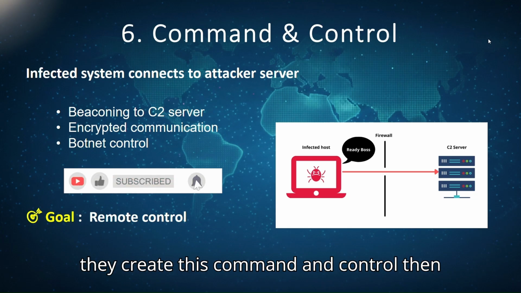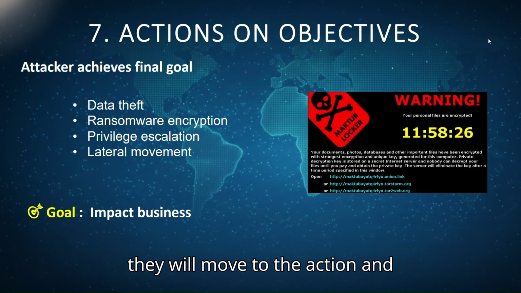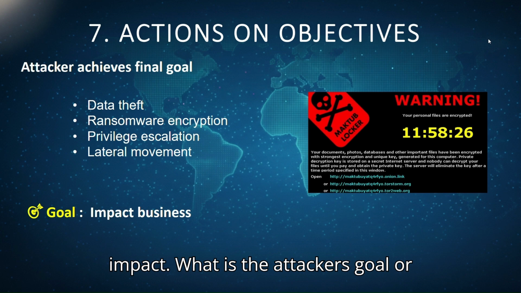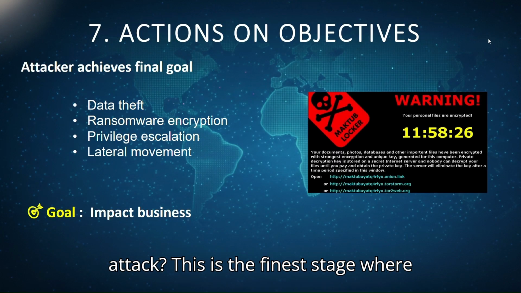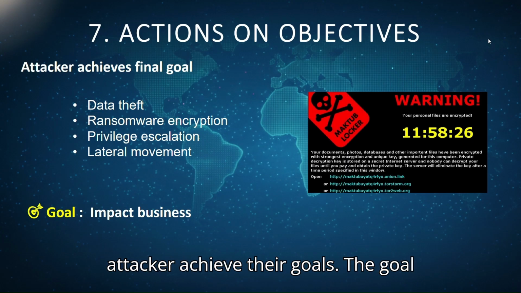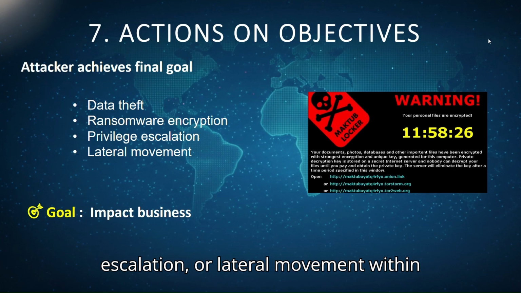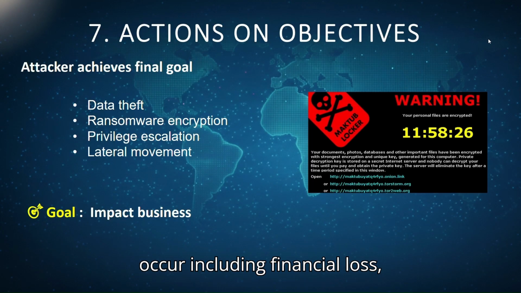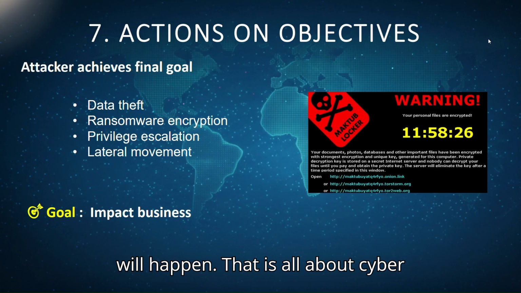Once they establish command and control, they move to the action on objectives stage. This is nothing but impact. What is the attacker's goal or motive behind this attack? This is the final stage where the attacker achieves their goals. The goal may include data exfiltration, ransomware encryption, privilege escalation, or lateral movement within the network. In this stage, the business impact occurs, including financial loss, reputation damage, or business disruption.